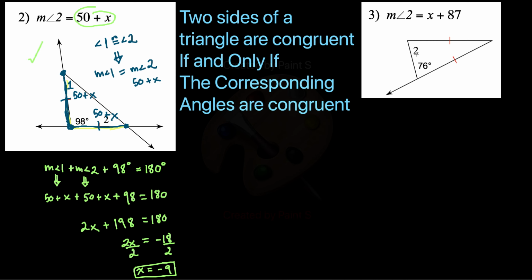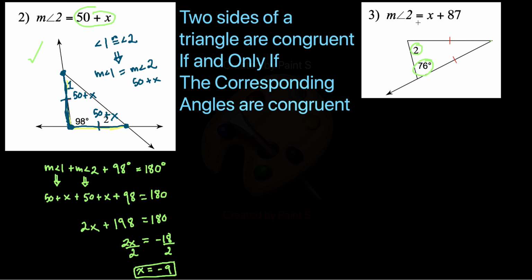Similar thing here, but you've got to always look at the corresponding side, right? That's the trick. So let's see what we have here. I have that this side is congruent to this side. Then their corresponding angles are congruent. So what corresponds to this side? Well, that's angle 2. And what corresponds to this side? Well, that's 76. So that means that angle 2 and this angle right here are congruent, which means their measures are equal. So the measure of angle 2 equals 76 degrees.